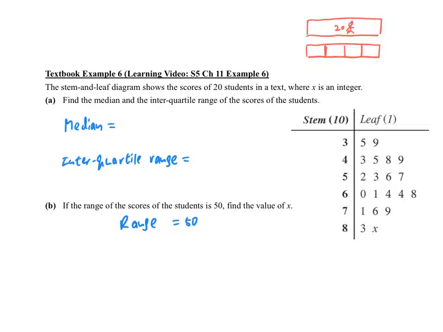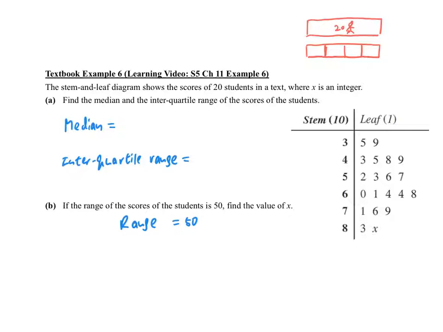Hello boys and girls. This question is about the median, interquartile range, and range of the stem and leaf diagram. In this question, we have 20 students and their exam scores are shown in the stem and leaf diagram. To find the median and interquartile range, we look at the number 20 works.